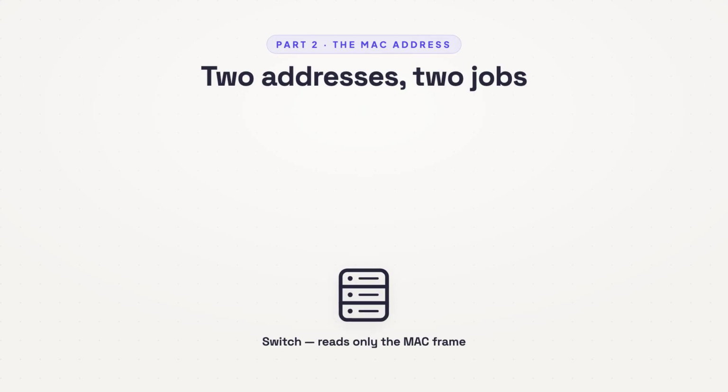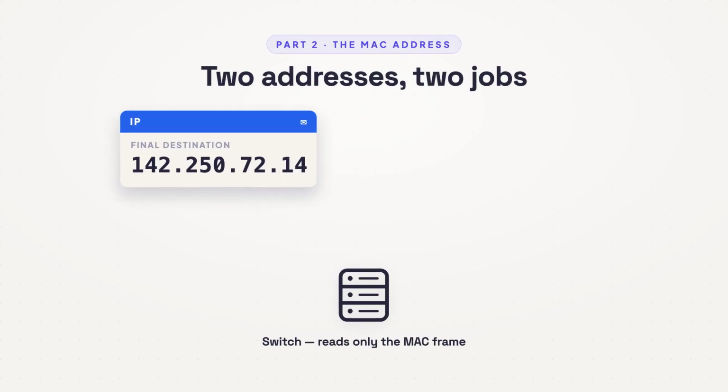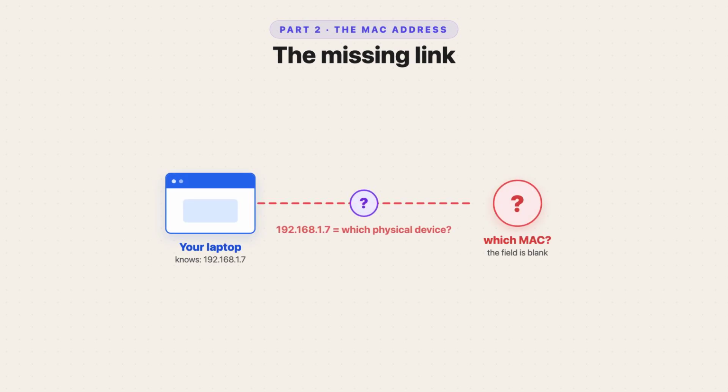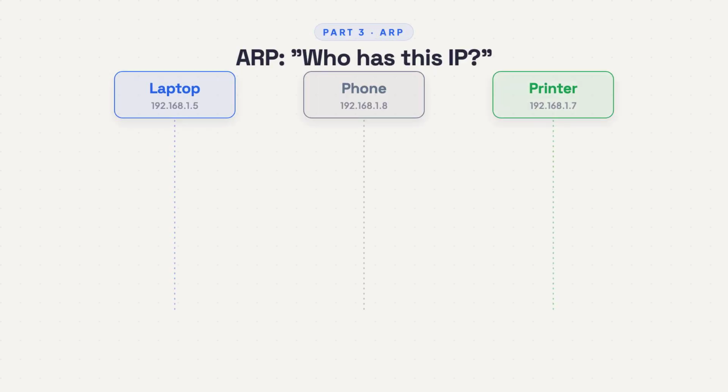So now we have two jobs. IP answers, where is the final destination? MAC answers, which physical device gets the packet next? But now we have a problem. Your laptop may know the destination IP, but how does it know the MAC address for that IP? That is the job of ARP.